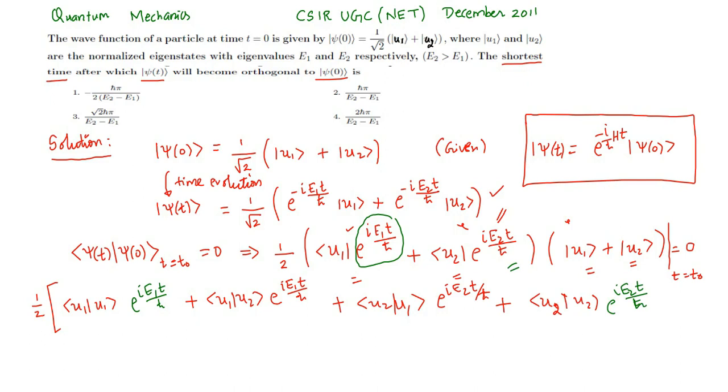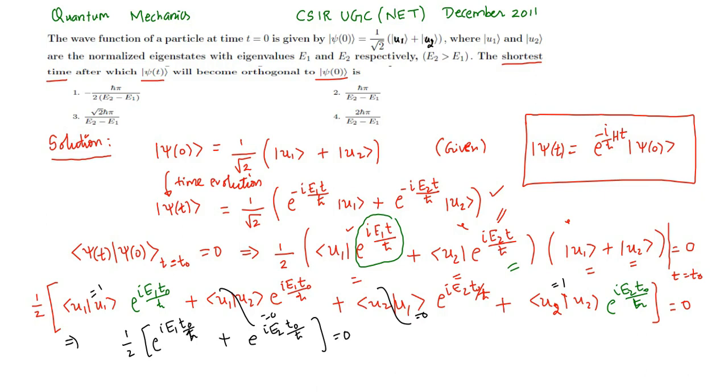Hereafter I will put t as t naught, and this will be equal to 0. Since it is given that they are normalized eigenstates, u1 with u1 is going to become 1 and u2 with u2 is going to be 1, but the cross terms are 0. So this means 1 by 2 of e power i E1 t naught by h bar plus e power i E2 t naught by h bar is equal to 0. So this is what you will get. I think yes, this is correct.